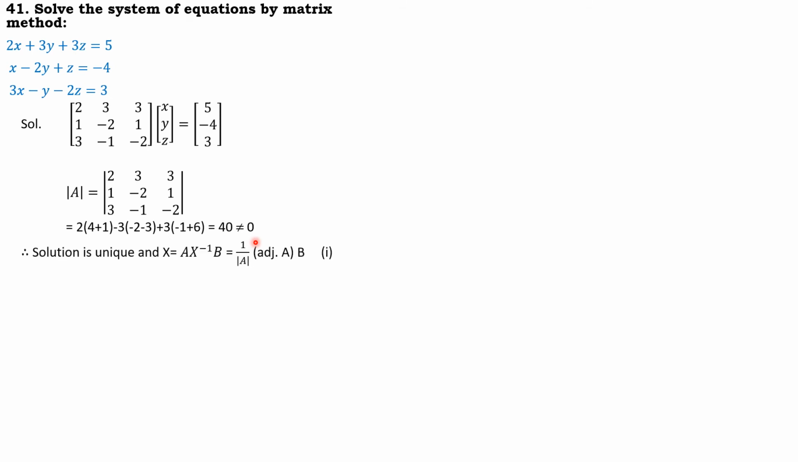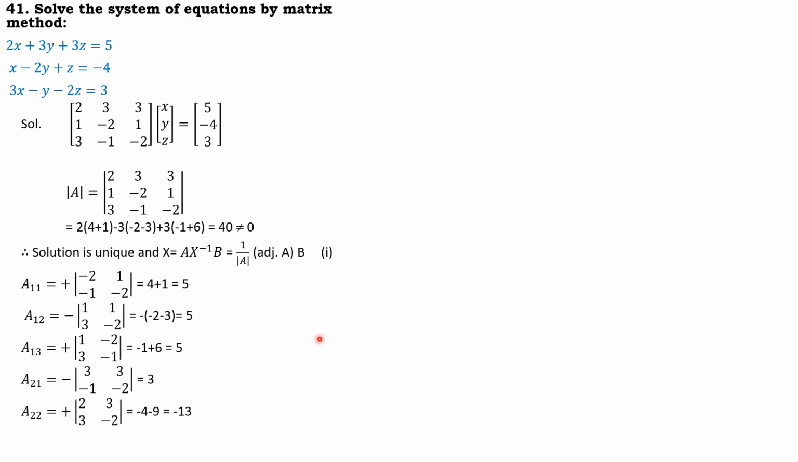Hence, we can apply the method. The solution is unique, and X is given by the inverse of matrix A into B, that is, X is equal to adjoint A divided by mod A into B. Let it be equation 1. Therefore, we have to calculate the cofactors of all elements by using the simple method as explained below. This is also a worked example.